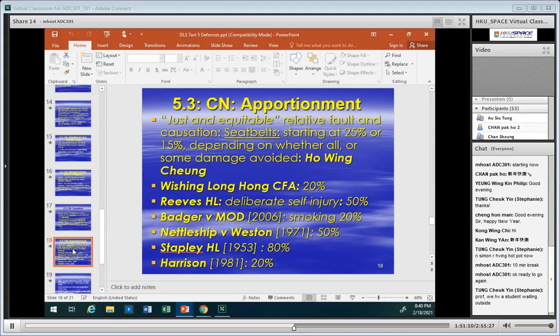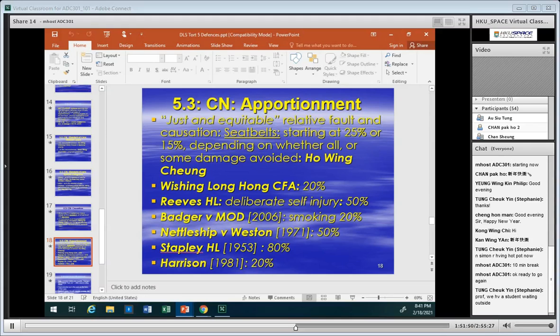So the court did find in Wishing Long Hong that the plaintiff was contributory negligent to the extent of 20%, okay? As I say, I've amended that figure. I think before I had 10%. But again, we shouldn't get too hung up on numbers, because the final decision is up to the court in a particular case. We've also noted in the Reeves case that if there is deliberate self-injury, such as suicide, then the relevant defence will be contributory negligence, and in Rees, the damages were reduced by 50%.